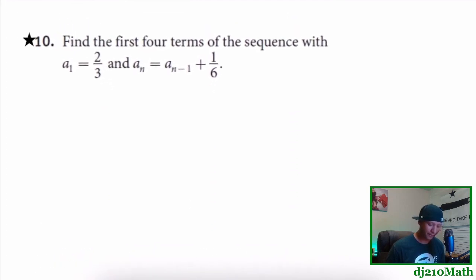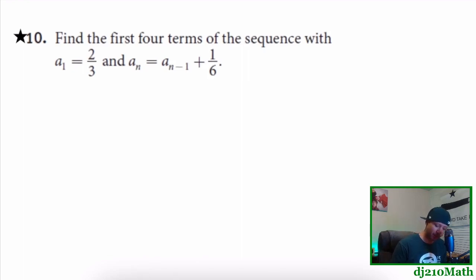All right. Find the first 4 terms in the sequence using this. Okay. If a sub 1 is 2/3, then any term is going to be the previous value plus 1/6. So a sub 2 is going to be a sub 1 plus 1/6. Well, a sub 1 is really 2/3, and I'm adding to it 1/6. So 2/3 is really 4/6, 4 plus 1 is 5/6.